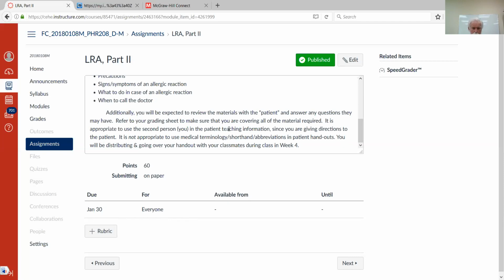So you're going to prepare an information sheet on your drug, a short information sheet. You've seen these information sheets when you've picked up prescriptions at the pharmacy because they give them to you all the time. So you know the kind of information that's there. And then you're going to actually discuss it with the patient, with basically the class. And then we'll grade you on that. All right? So questions?